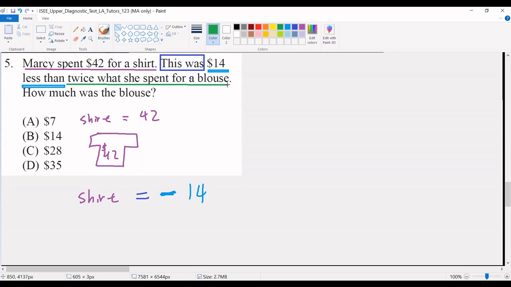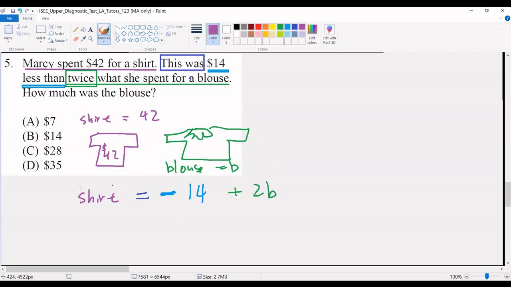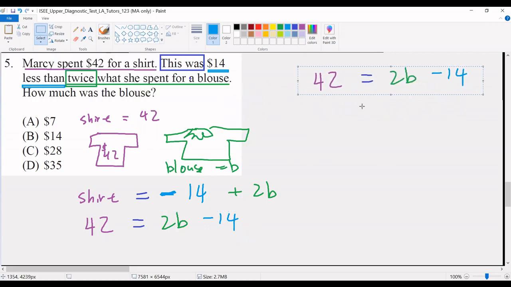Then we keep on going: twice what she spent for a blouse. So in this last statement, we have a blouse. Let's label this B. And we're going to spend twice the amount, so we're going to multiply by 2, giving us 2B here. Now we can start cleaning this statement up into a linear equation. So now what we have is 42 is equal to 2B minus 14. This is the equation we're going to have to solve for our blouse.